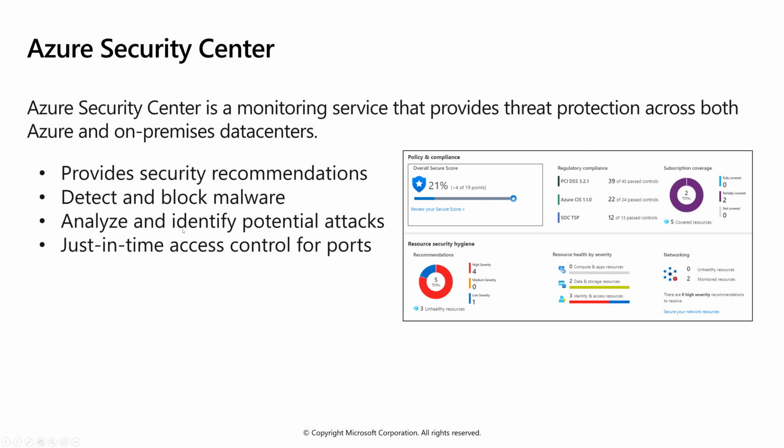So very intelligent, no? It doesn't just give recommendations, it also detects and blocks malware. And sources, well, data sources, or your secure score, PCI. You can detect and block, so it blocks right away an incoming packet that matches a pattern in Azure's malware database. You can also analyze and identify potential attacks. It has passive scanning, so whatever passes through its perimeter, it will read the malware signature. Then it has just-in-time access control for ports.